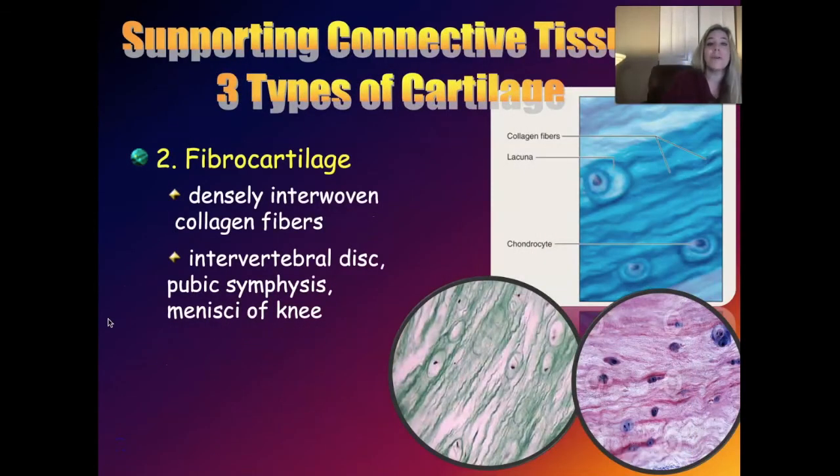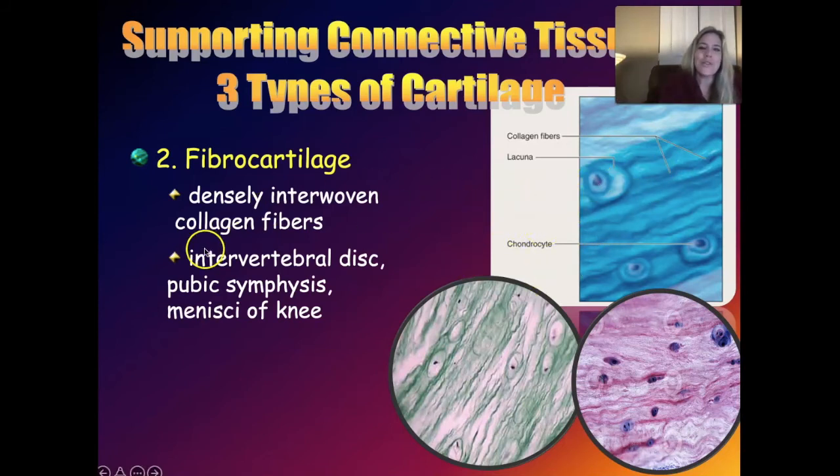Now, the second type of supporting connective tissue cartilage is fibrocartilage. You can see this looks a lot different from the hyaline cartilage. So it has these waves of collagen fibers in it. So you get this little waviness of collagen fibers, and that's really the telltale sign that you're looking at fibrocartilage. Think of fibrous cartilage, fibrocartilage. It has fibers in it.